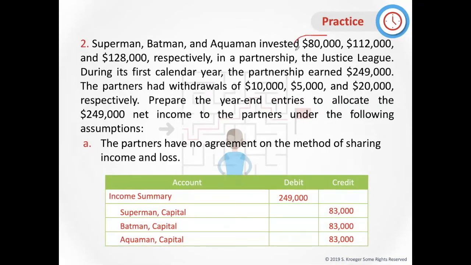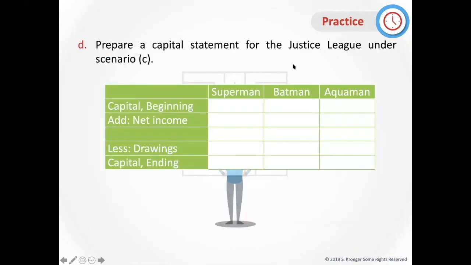The beginning capital was 80,000, the 112,000, and the 128,000. We will put that in first. We will add the 80,000, the 112,000, and the 128,000 into the capital statement.